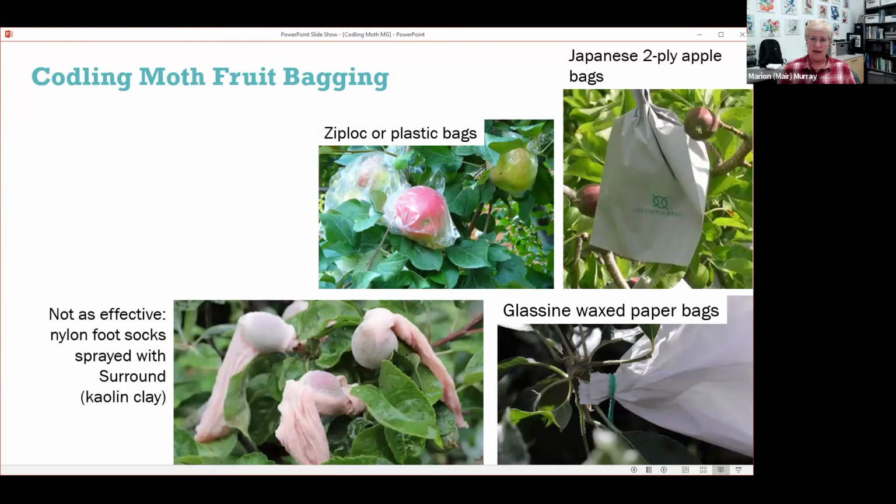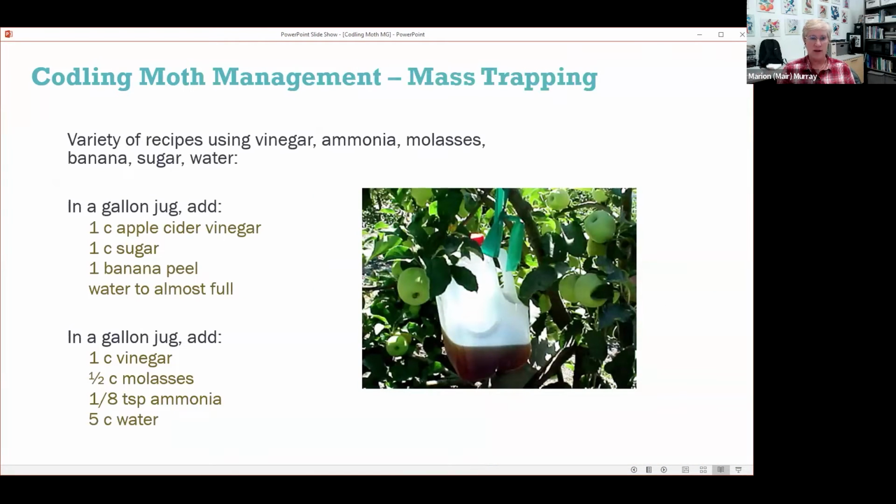There's a lot of info online about using nylon footies or stockings, and those are actually not as effective. And the reason is because it's netted material. And if it touches the side of the fruit, the moth can land on the netting and still pierce through the netting and get to the fruit itself and lay eggs. So those are not as effective. So the timing of putting these bags on would be at thinning. And if you're not going to bag some fruit, it'd be best to remove them because they'll just get attacked by codling moth anyway. Mass trapping. So this is also not one that's going to solve your problem at all.